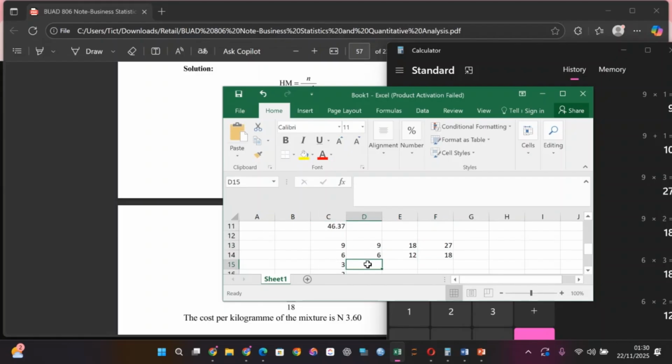If I do 3 times 1, I get 3. 3 times 2, I get 6. And then 3 times 3, you get 9. And then 3 times 4 will give you 12. And 3 times 5 will give you 15. And then 3 times 6 will give you 18 again. I have 18 here. Do you understand?